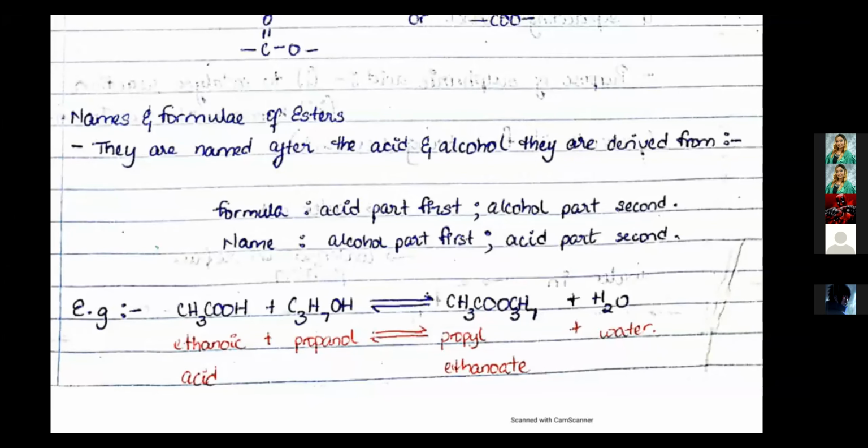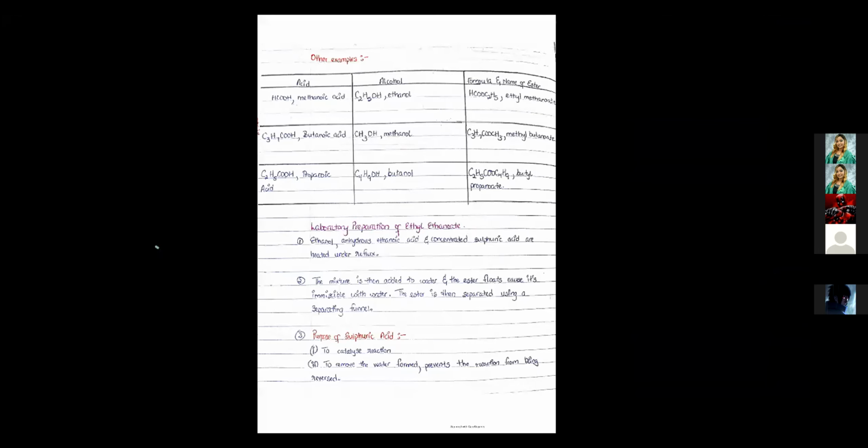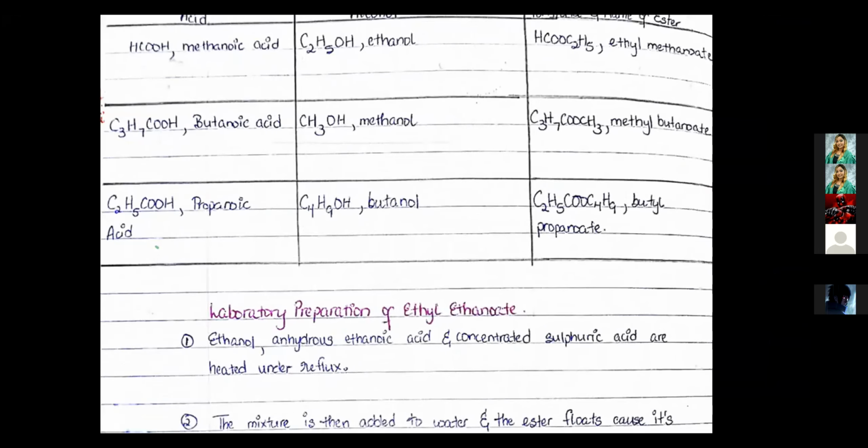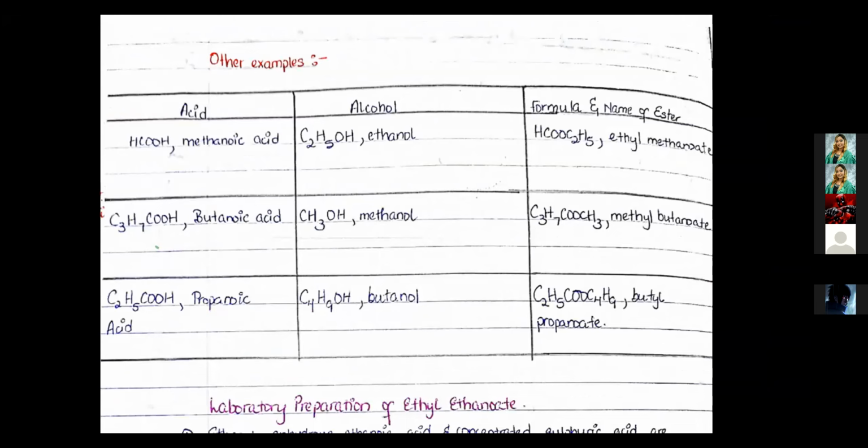All right, so we're gonna move on now to the other part of the topic for today, right? So I have a list here of the common esters that could come. So you have methanoic acid added on to ethanol to give you ethyl methanoate, butanoic acid added on to methanol to give you methyl butanoate, and propanoic acid added on to butanol to give you butyl propanoate.